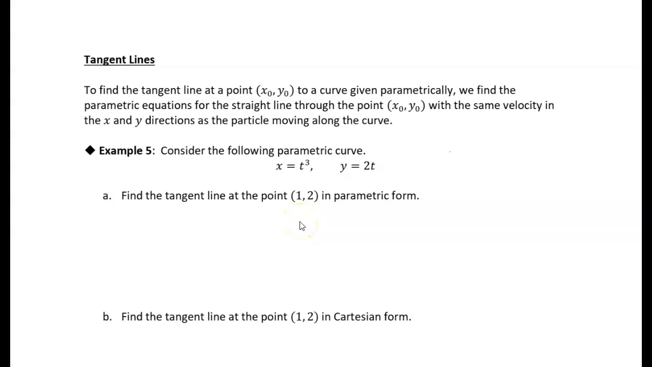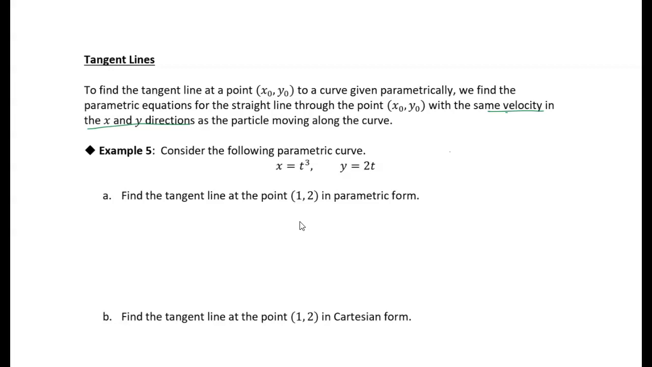All right, now that you know how to write the equation of a line parametrically, we're going to learn how to write the equation of a tangent line to a curve parametrically. So if we're given some sort of parametric curve and we want to know what the tangent line is at a point on that curve, then what we want is a straight line through that point with the same velocity in the x and y directions as the particle moving along the parametric curve that we're given.